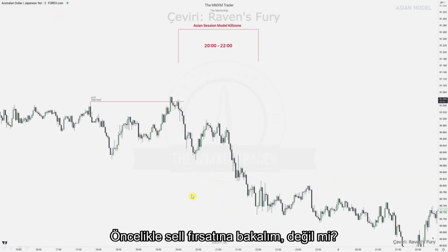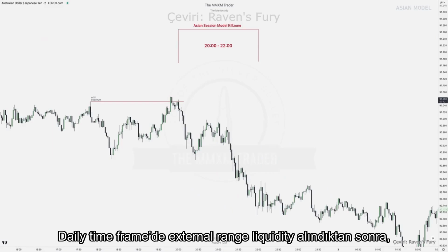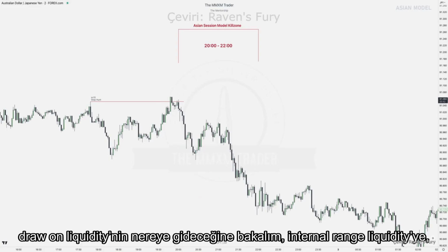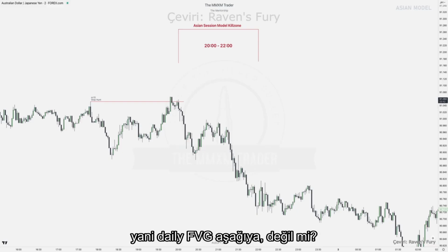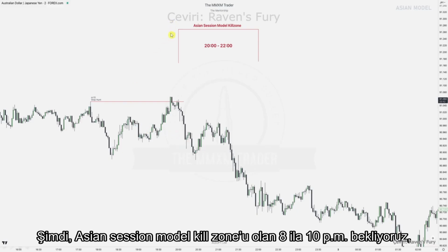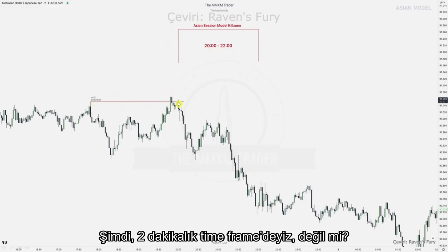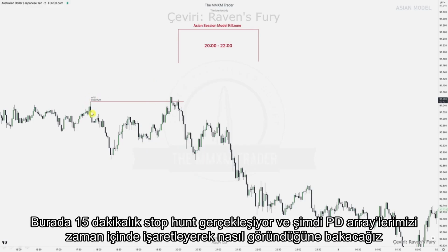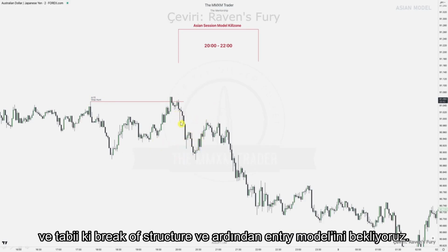So first of all, let's go over that sell opportunity, right? After we take that external range liquidity on the daily time frame, our draw on liquidity is going to go to that internal range liquidity, which is that daily fair value gap lower, right? Now we wait for our Asian session model kill zone, which is that 8 to 10 p.m., and then we wait for a 15-minute stop hunt. Now we're on a 2-minute time frame, right? Not on a 1 minute, so we're going to be looking between 2 and 5-minute time frame. Over here we've got that 15-minute stop hunt happening, and now we're going to look at how that looks with our PD arrays marked out in time and obviously waiting for break of structure, and then our entry model.